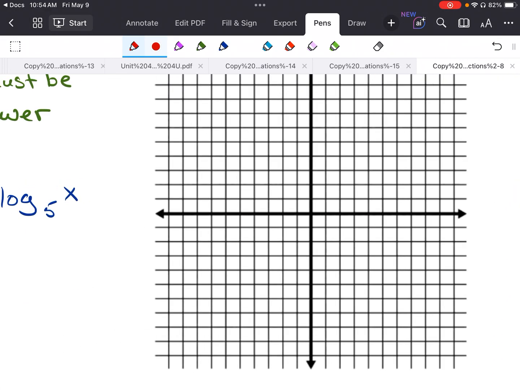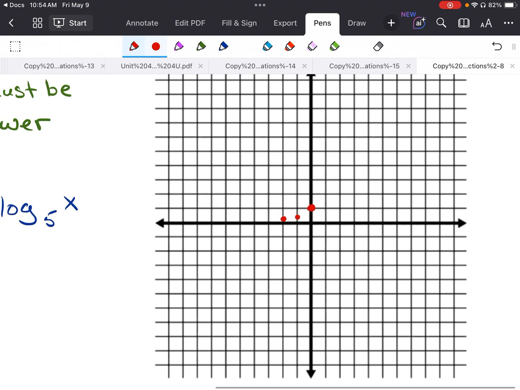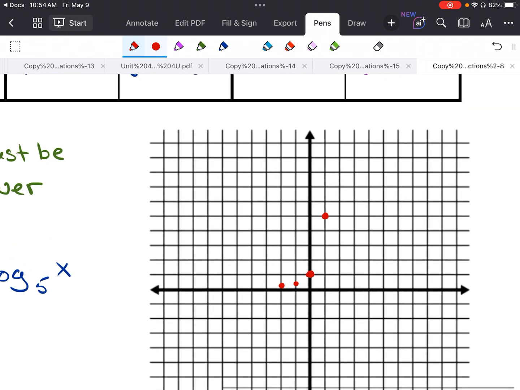So when x was -2, we had 1 over 25. So that's a very small answer. Negative 1 was 1 over 5, which is 0.2, so it's also a small answer. When x was 0, the answer was 1. When x was 1, the answer was 5. And 2 is 25, which is way off our graph. But our exponent graph would look like this. It's going way up.